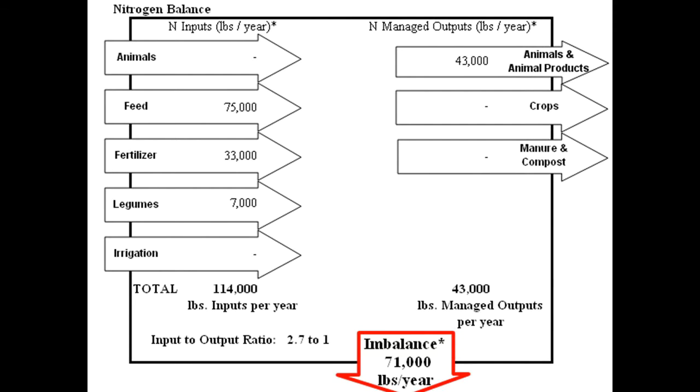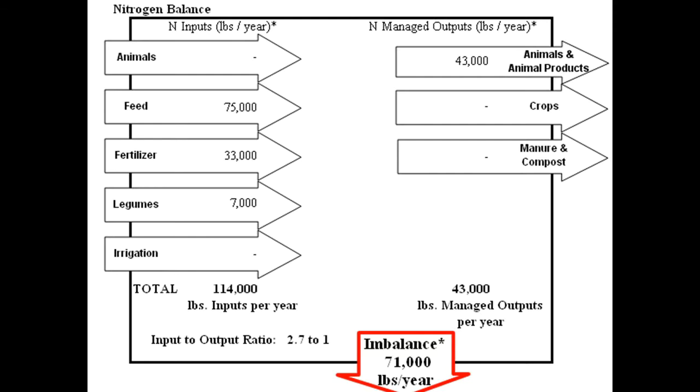One really useful tool that is being used on dairy and other livestock farms all across the US and around the world is called the whole farm nutrient balance. So what is a whole farm nutrient balance? It's an accounting tool in which we quantify all of the nutrients coming onto the farm and all of the nutrients leaving the farm in some managed product.